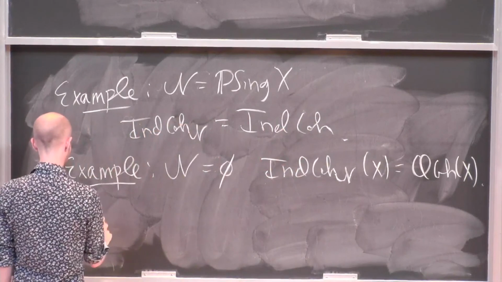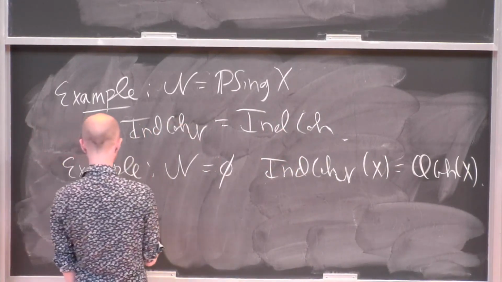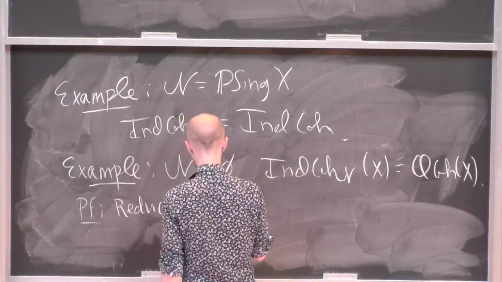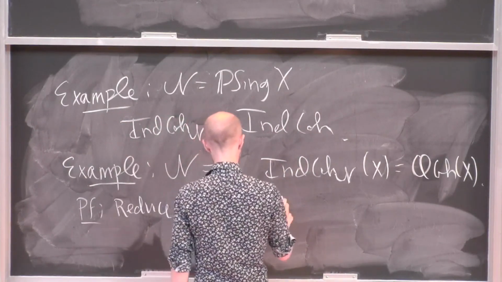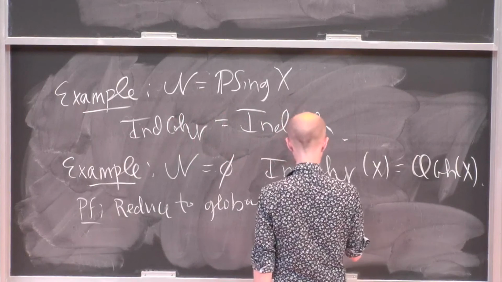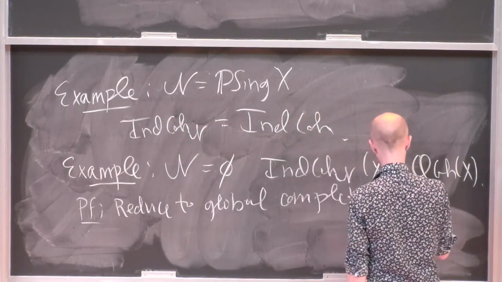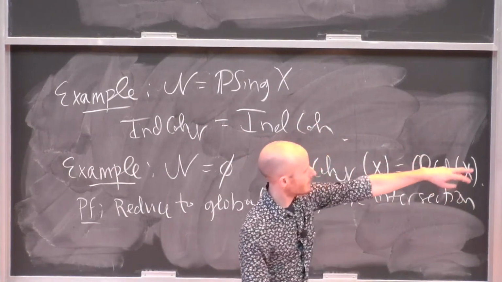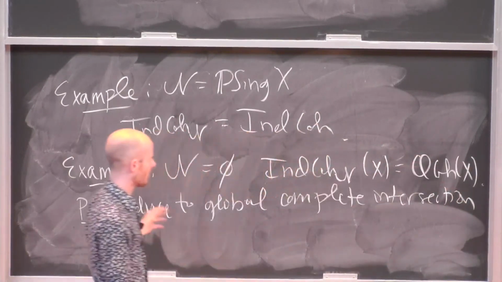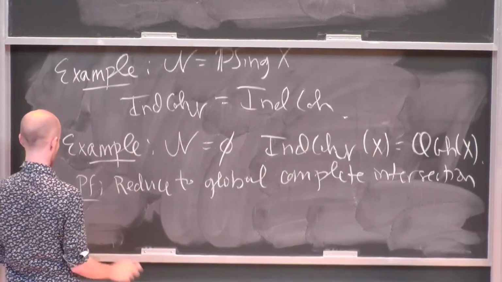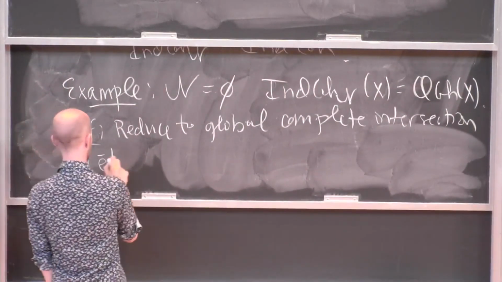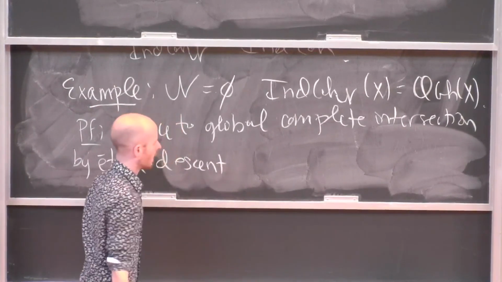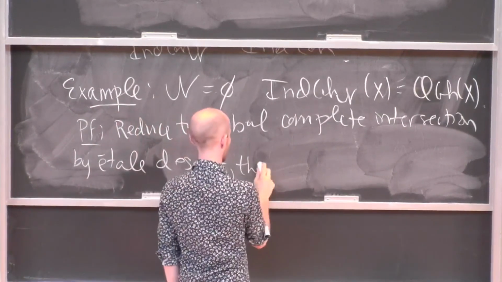And let me very briefly sketch the proof. You reduce to the global complete intersection case, the case where X is explicitly a fiber product of this kind, by some étale localization. And there it follows from what we already said.